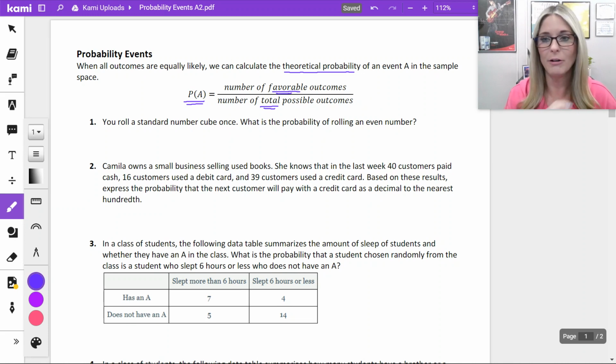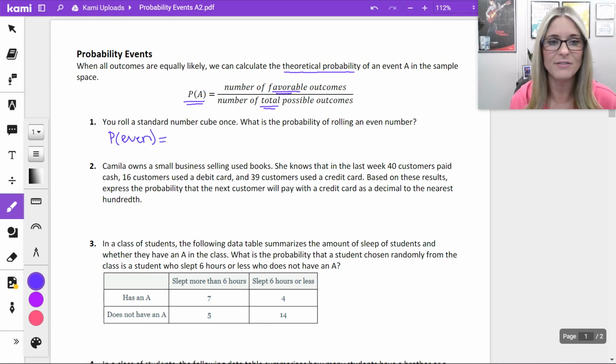We're going to start off by reviewing before we dig into any new material. So let's start with number one. You roll a standard number cube once, like a playing die in a board game. What is the probability of rolling an even number? I'm going to use that same probability notation here. The probability of rolling an even. Our possibilities here are 2, 4, and 6, out of all of our possibilities, rolling a 1, 2, 3, 4, 5, or 6.